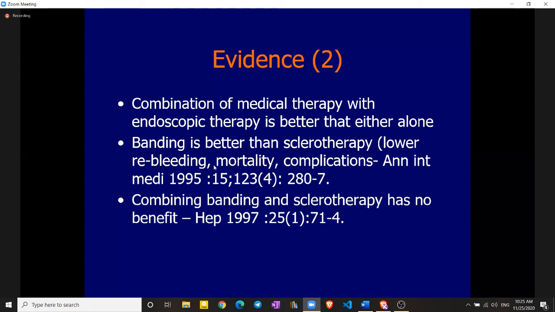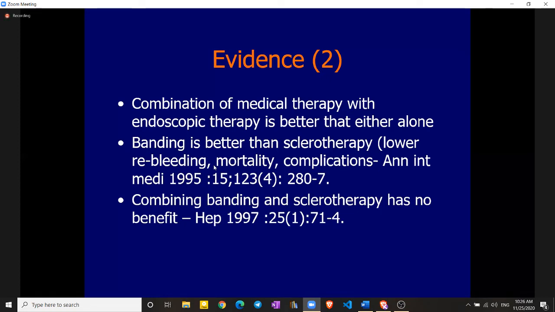There are so many YouTube videos which you can watch for banding, right? So banding is important. It's done all over now, right? And it's a standard therapy. So combination of either medical and endoscopic therapy is better than either. Banding is better than sclerotherapy. Those are the trials. And combining banding and sclerotherapy has no benefit, right?